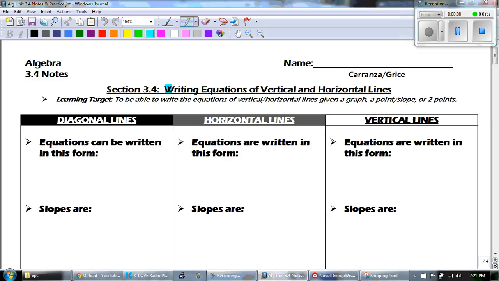Today we're going to be talking about writing equations of vertical and horizontal lines. Our learning target today is to be able to write the equation of vertical and horizontal lines given a graph, a point and slope, or 2 points. So remember, the three types of lines we've talked about are diagonal lines, horizontal lines, and vertical lines.